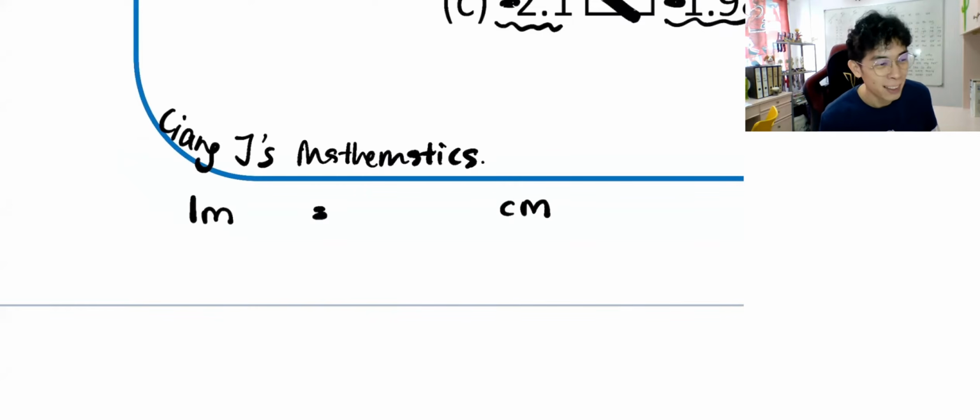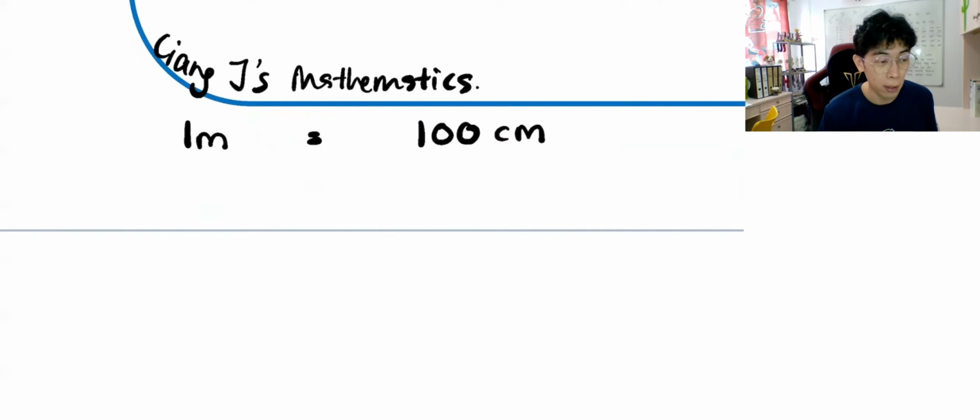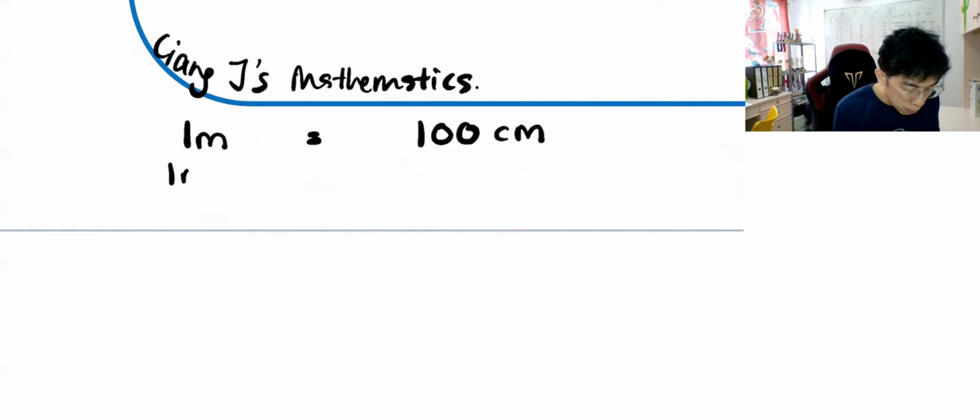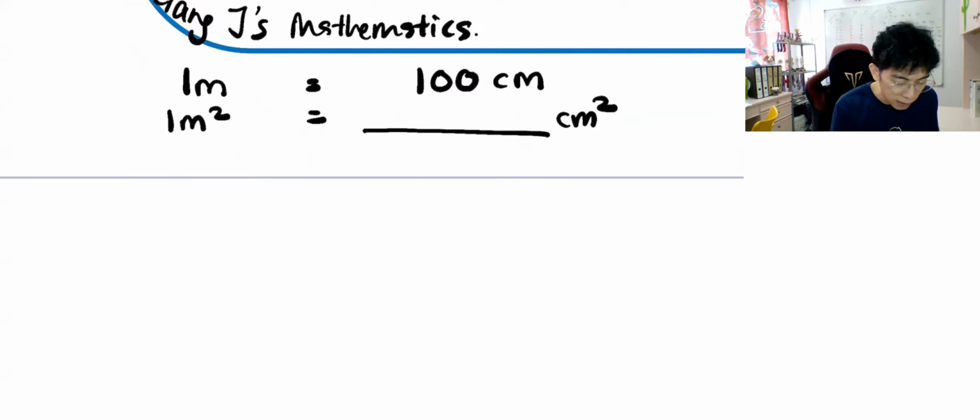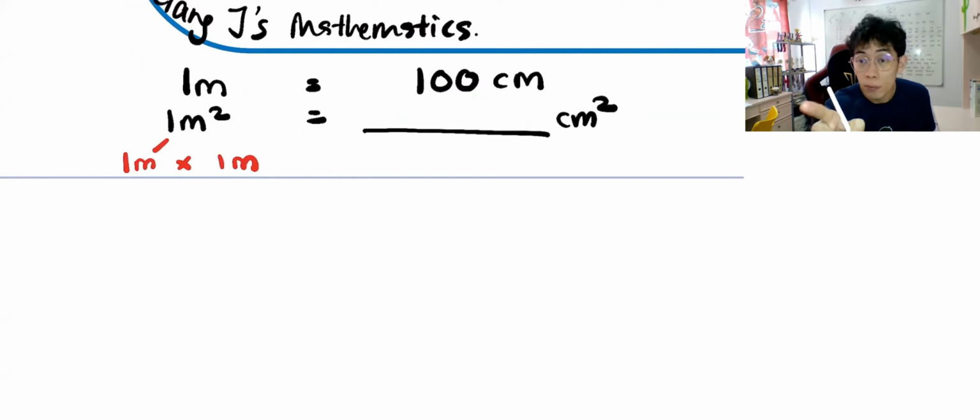You see, smart Nicholas. 1 meter equals to 100 cm. Correct? Now see, 1 meter square equals to how many cm square? The idea behind is like this. You see, 1 meter times 1 meter, correct? Then you get 1 meter square.